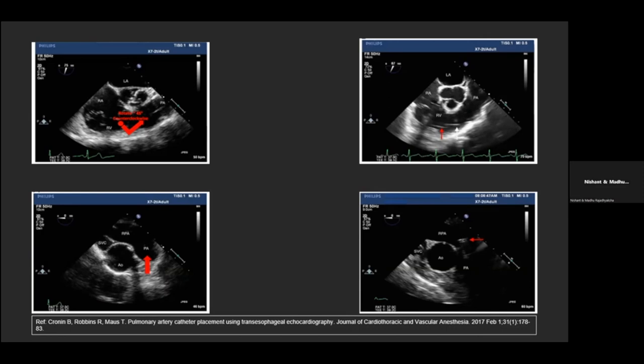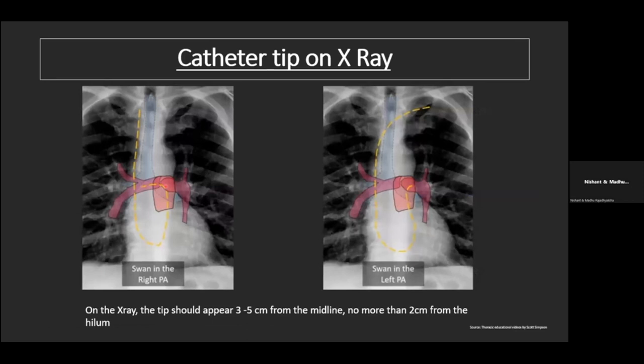This is the ascending aorta short axis view, where the PAC balloon, shown by the red arrow, is visualized in the proximal right pulmonary artery. It can additionally be checked by chest X-ray. Traditionally, it was checked with a chest X-ray, where the catheter tip can be visualized in the right pulmonary artery or the left pulmonary artery within 5 centimeters from the midline, not more than 2 centimeters from the hilum.